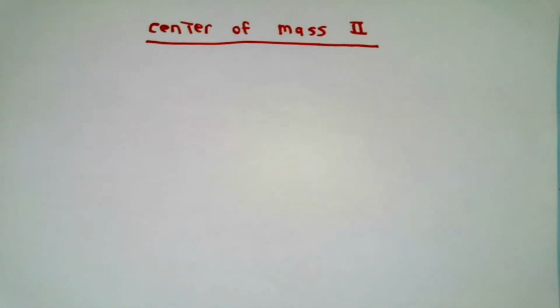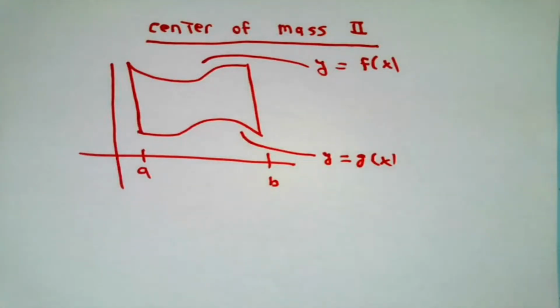Having looked at center of mass problems for one-dimensional discrete systems and two-dimensional discrete systems, the next thing I want to look at is the situation where I have a region of the plane and I want to calculate the center of mass of it. To begin with, we'll have a region that starts at x equal a, ends at x equal b. The top of the region is described by the graph of y equal f of x, and the bottom by y equal g of x.